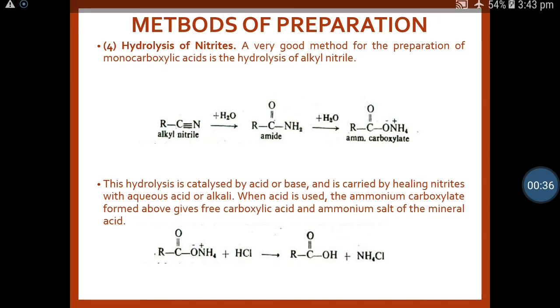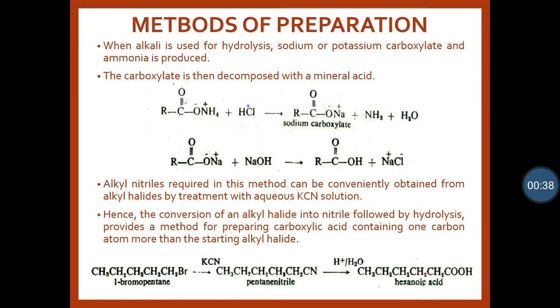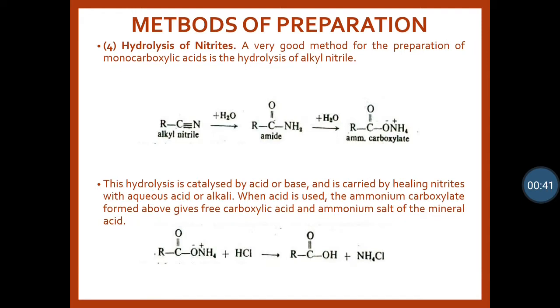Then in this particular nitrile hydrolysis, we get the ammonium carboxylate, and that particular salt is converted into acid with the help of the acid and base catalyst. So in this case, this hydrolysis is catalyzed by the acid or a base and is carried out by heating a particular nitrile or aqueous acid or alkali. So you'll get the acid.